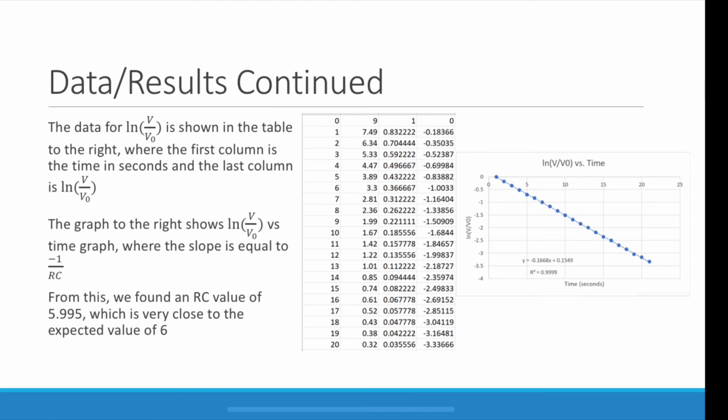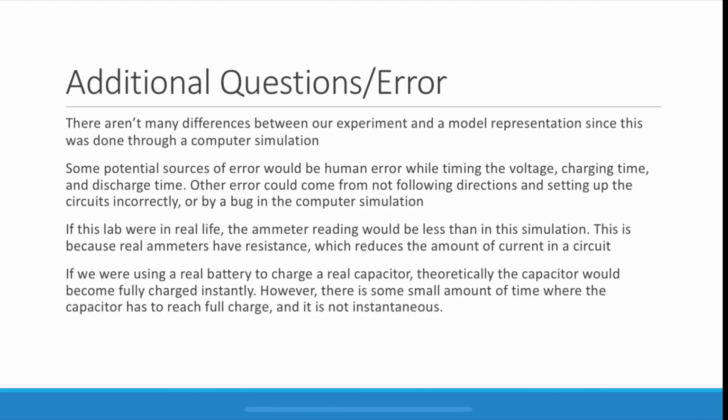Here is my graph of the natural log of voltage over initial voltage versus time. The table right there shows the data, with the first column being time and the last column being the natural log of voltage over initial voltage, and the graph over there shows the line of best fit. We had a slope of negative 0.1668, which is supposed to be equal to negative 1 over RC, meaning that we got an RC value of 5.995. The expected value is 6, so we did not have very much error there, and we were very close.